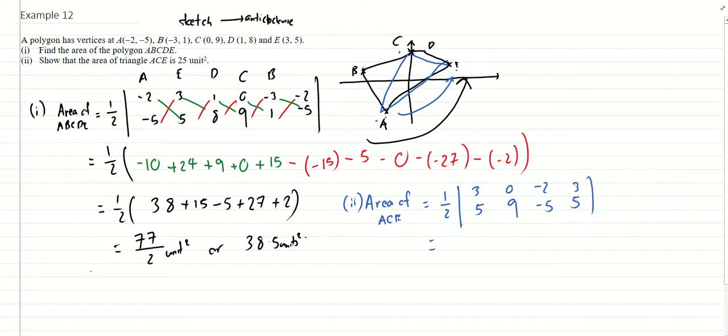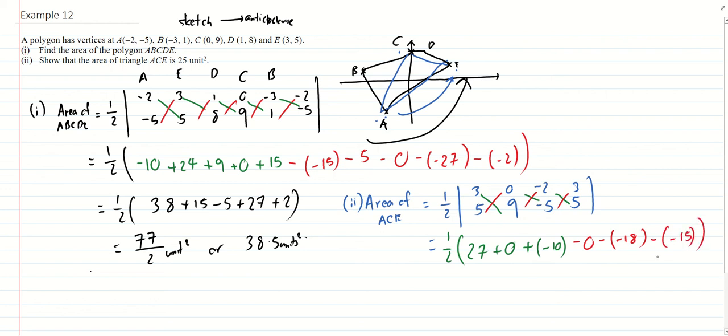So same thing, we just need to do all the addition first. So 3 times 9 is 27, 0 times -5 is 0, -2 times 5 is -10, so plus -10. Then you will do all the subtractions. Okay, so we have 0 times 5 is 0, so minus 0, -2 times 9 is -18, so minus -18. Okay, and then 3 times -5 is -15, so minus -15.